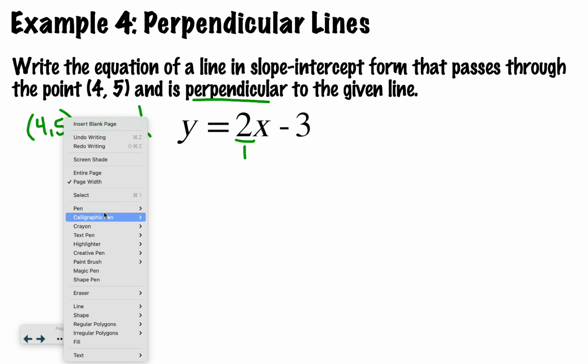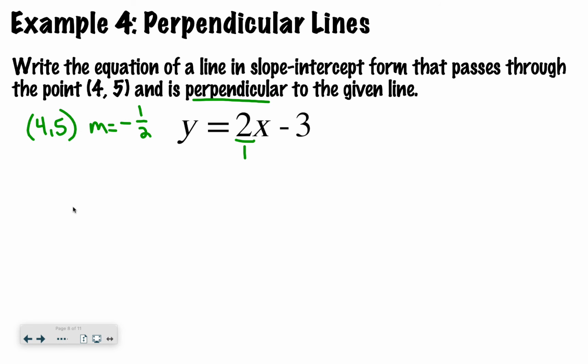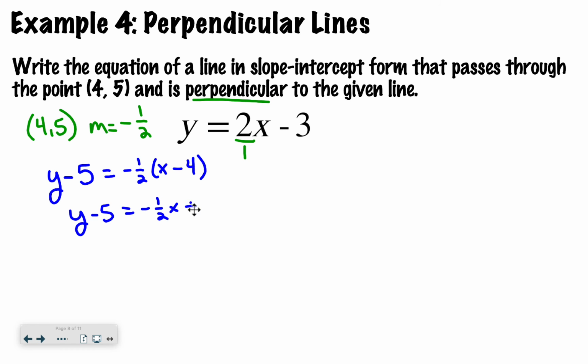But then your work is going to match the same process that we did earlier in the video, where we say y minus y1 equals our slope times x minus our x1. And then we're just going to simplify. So we're going to say y minus 5 equals -1/2 x plus 2, because I distribute that -1/2. And then I just add 5 to both sides.